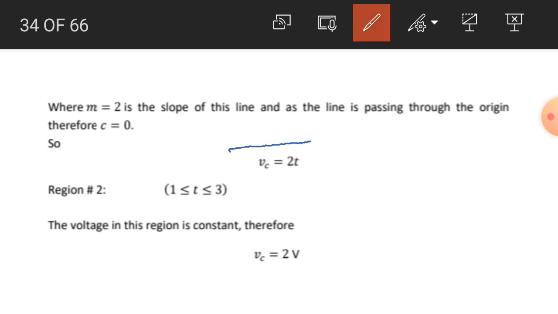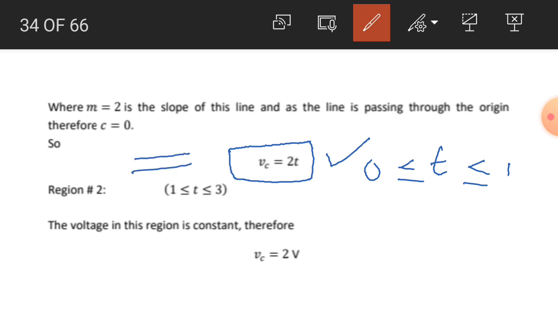You see there is a linear relationship between the voltage across the capacitor and time. So this is the equation for the voltage in region number 1. This equation is valid in region number 1 only, where the time is changing from 0 to 1 second. This equation is not valid in region number 2. This equation is not valid in region number 3.